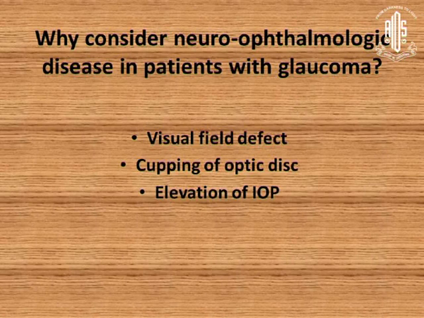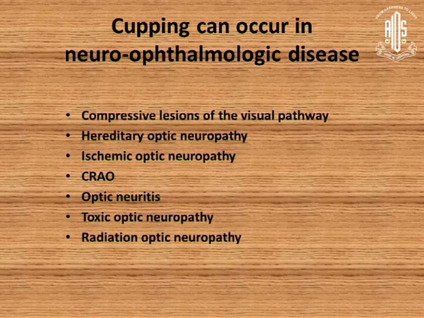First of all, why do we need to consider neuro-ophthalmological disease in patients with glaucoma? It's because the same factors which we use to diagnose glaucoma, which are visual field defects, cupping of the optic disc, and an elevation of IOP, which may be present coincidentally because of the sheer prevalence of glaucoma, are the same factors which we use to diagnose a neurologic visual loss as well. So this has been emphasized again and again. The most important takeaway from my talk is that cupping can occur in non-glaucomatous disorders as well. The most common of these being compressive lesions of the visual pathway, hereditary optic neuropathy and ischemic optic neuropathy.